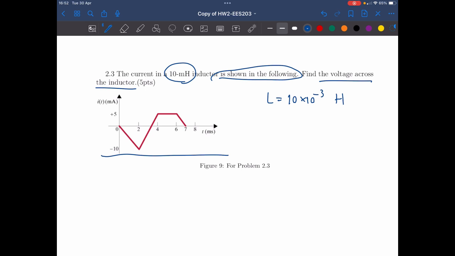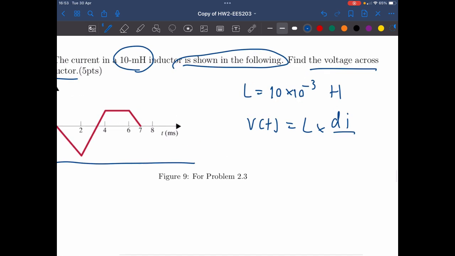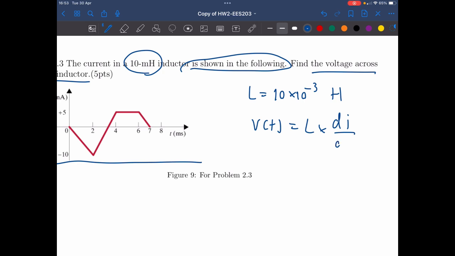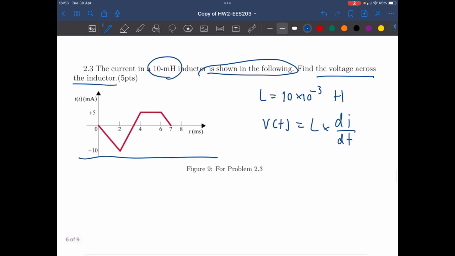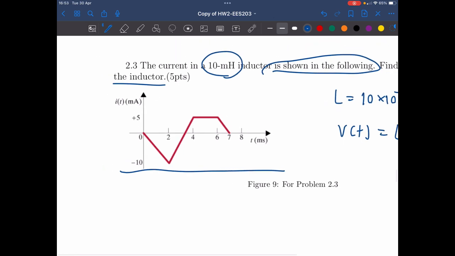And from the property of the inductor, the formula of the voltage across that inductor at a specific time is equal to the inductance times the derivative of the current with respect to t. In that case, we can divide the graph, right? We can divide it into 1, 2, 3, and 4. So we're going to find the voltage in 4 parts here.